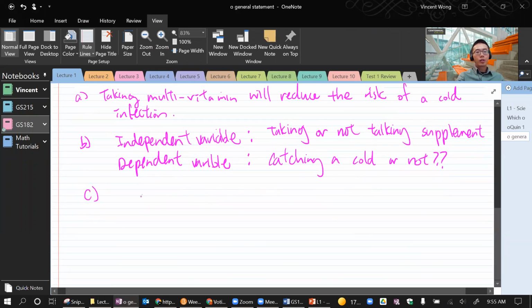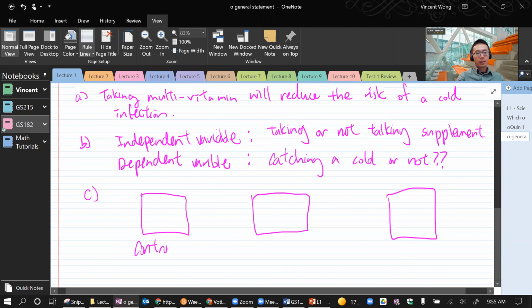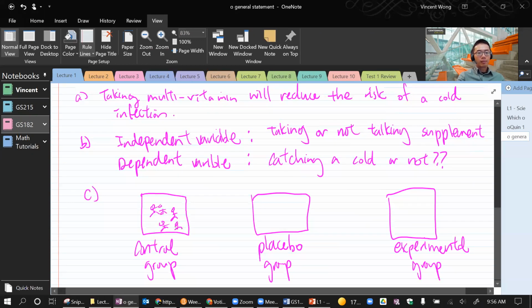Well, we're gonna have 3 groups. Group 1, group 2, group 3. So we have the control group, we have the placebo, and then we have the experimental group. Each group is gonna have a bunch of people in it, many people.